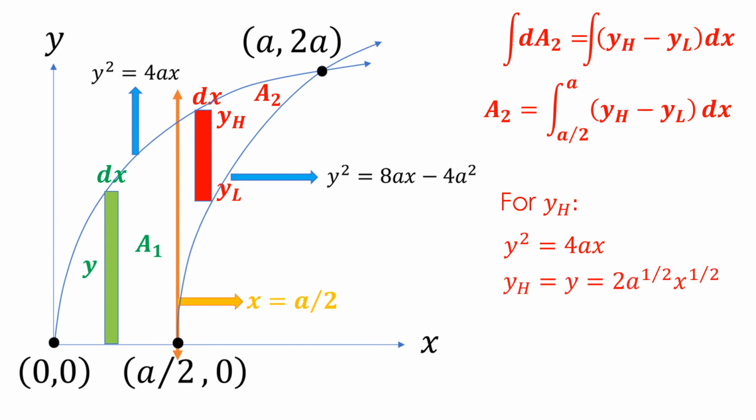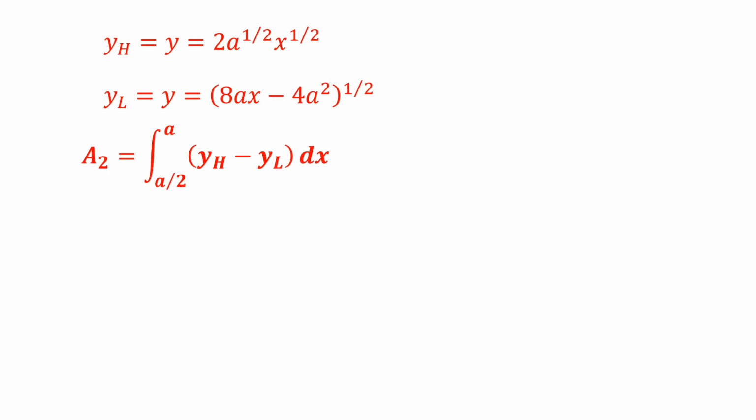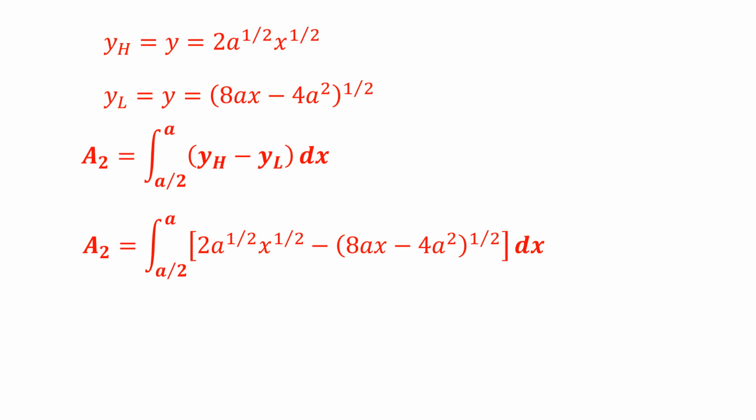To solve for the value of yh, yh could be solved from the parabola y squared is equal to 4ax. So we could say that yh is equal to y equivalent to 2a raised to 1/2, x raised to 1/2. For yl, yl can be solved from the parabola y squared is equal to 8ax minus 4a squared. Solving for yl, it becomes the whole quantity of 8ax minus 4a squared raised to 1/2. Substituting the value of yh and yl into the integral, solving area 2, we get A2 is equal to the integral from a over 2 to a of the quantity 2a raised to 1/2 x raised to 1/2 minus the quantity 8ax minus 4a squared raised to 1/2 times dx.